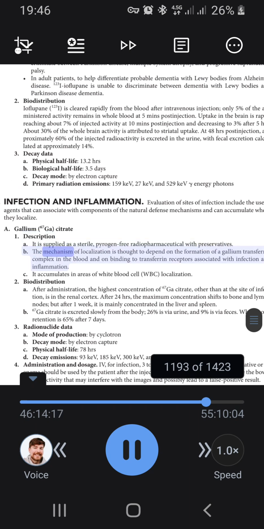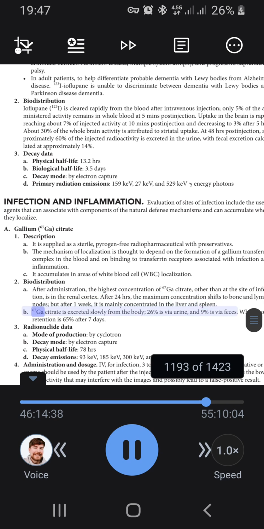B. The mechanism of localization is thought to depend on the formation of a gallium-transferrin complex in the blood and on binding to transferrin receptors associated with infection and inflammation. C. It accumulates in areas of white blood cell, WBC, localization. 2. Biodistribution. A. After administration, the highest concentration of Ga-67 citrate, other than at the site of infection, is in the renal cortex. After 24 hours, the maximum concentration shifts to bone and lymph nodes, but after 1 week, it is mainly concentrated in the liver and spleen.